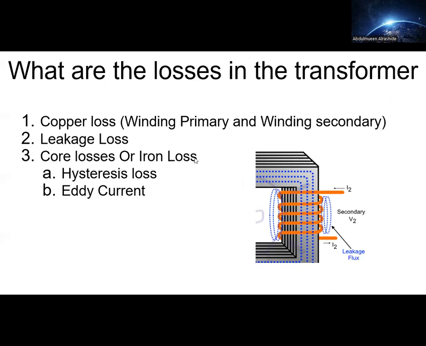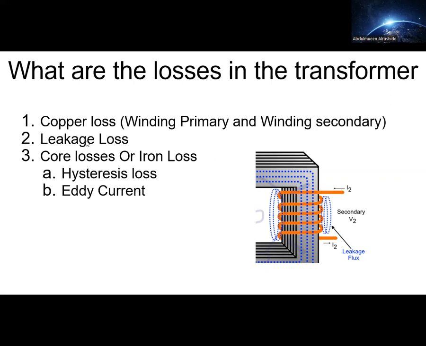So what kind of losses are in the transformer? There are copper losses. The copper losses are basically because the winding is created by using a long wire wrapped around the core. And because it's so long, we have to account for the losses in the wire. If it's a small wire, it's negligible, but in the transformer case, it's not negligible. So we have to account for that.